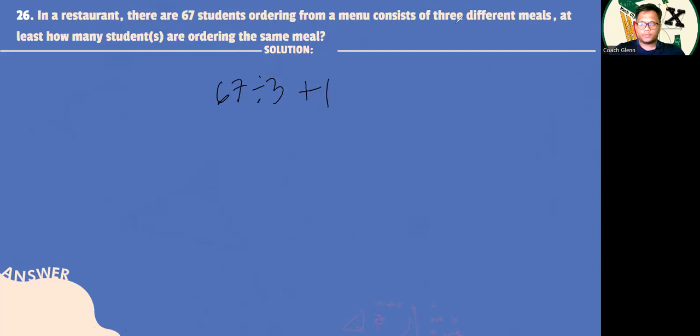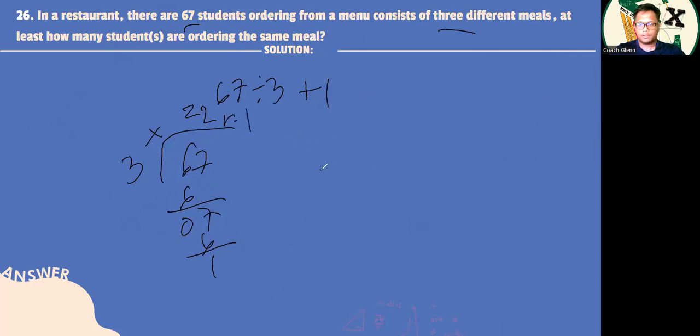So again, since there are 3 different meals, just divide the number of students by the number of meals and then plus 1. So first, we do 67 divided by 3. So 6 divided by 3, that's 2. 2 times 3 is 6. 7 divided by 3, that's equal to 2. 2 times 3, that's equal to 6. 7 minus 6 is 1. Okay. So you have a remainder of 1. So that means you can have 22, 22, 23. So the final answer here should be 22.